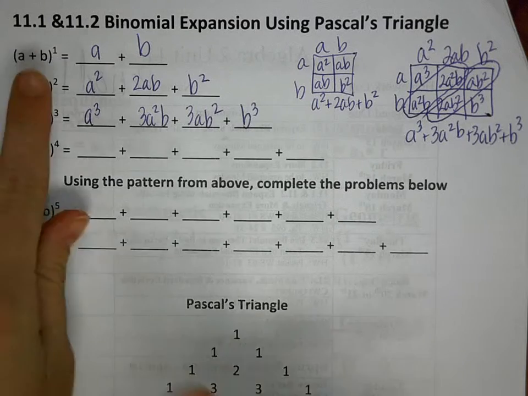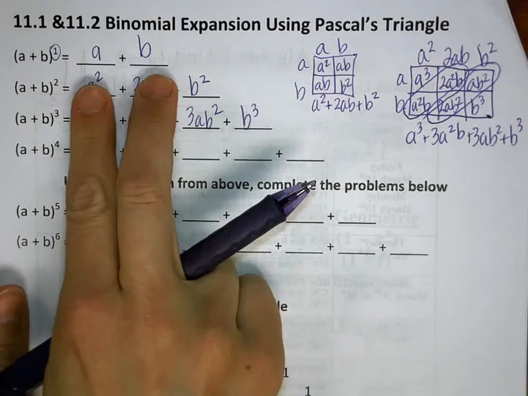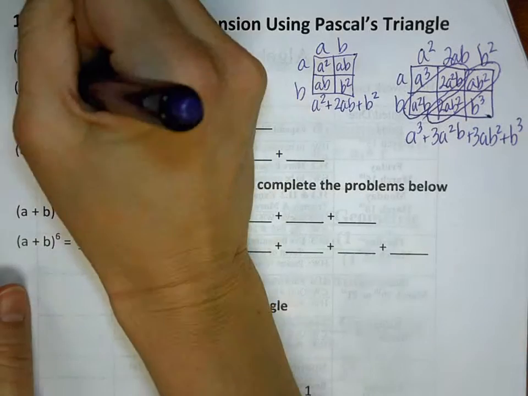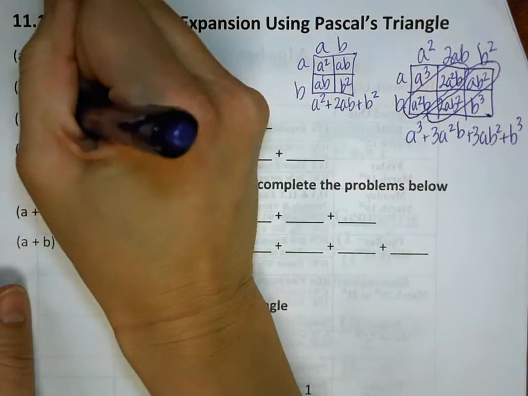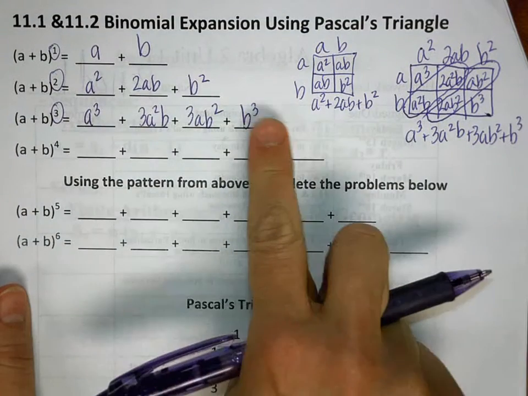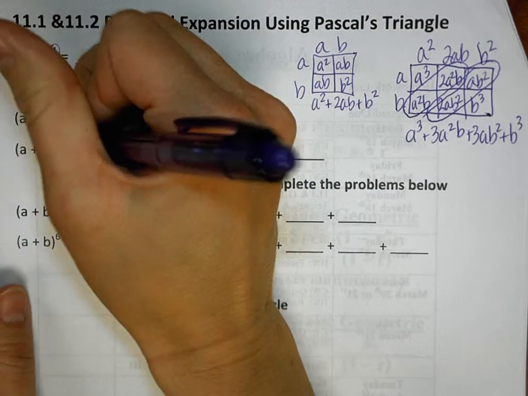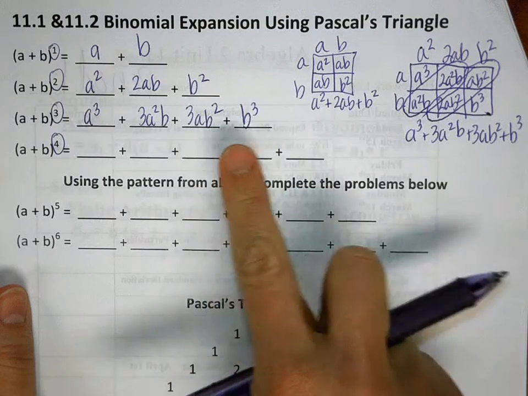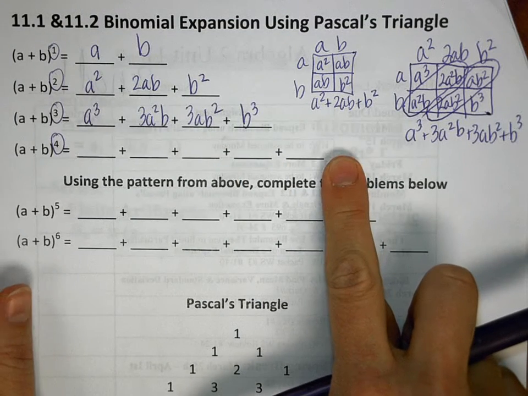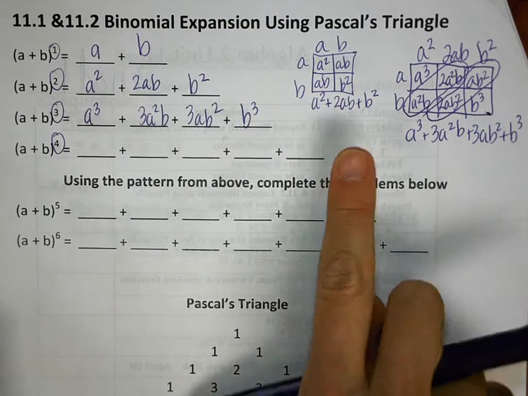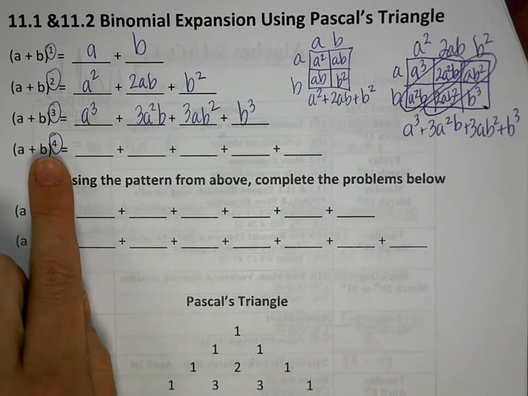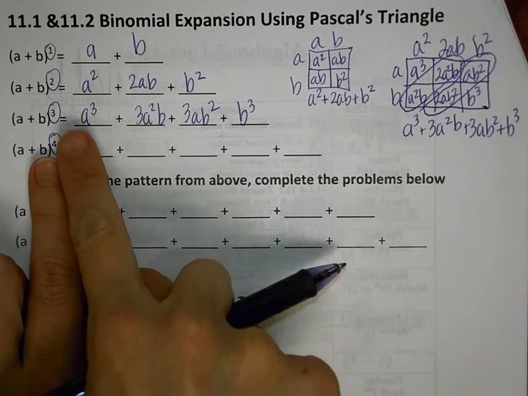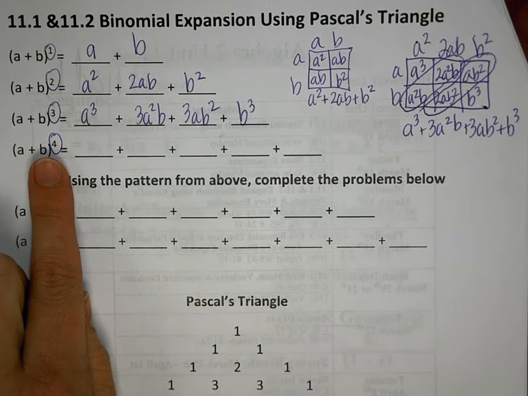Okay, this is a first power, and there are 2 blanks. This is a second power, and there are 1, 2, 3 blanks. Third power, and there are 1, 2, 3, 4 blanks. Fourth power, and there are 1, 2, 3, 4. So what I'm telling you is that whatever power this is, there's going to be how many more blanks? 1 more blank than your exponent or power. Okay, do we see this?